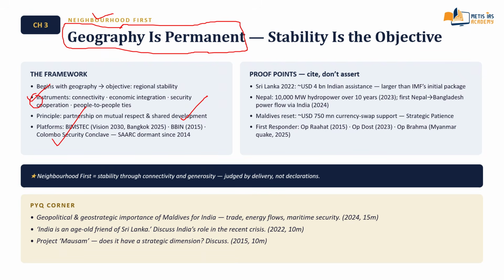Now, how does UPSC analyze neighborhood relations? UPSC rarely asks, describe India's relationship with Nepal. Instead, it asks broader analytical questions. For example, why is regional connectivity important for India's neighborhood policy? Or discuss the importance of stable neighborhood relations for India's national security and development, or evaluate the opportunities and challenges associated with India's neighborhood first policy.